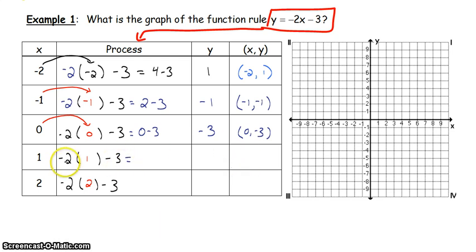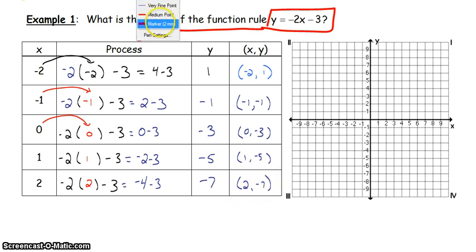And we try the next problem. A negative times a positive this time gives me a -2. I bring over the -3. -2 minus 3 is the same as plus -3, gives me a -5. I have my next ordered pair, +1, -5. And my final ordered pair would be 2, -7. Once you have all your ordered pairs, you can start graphing your points.